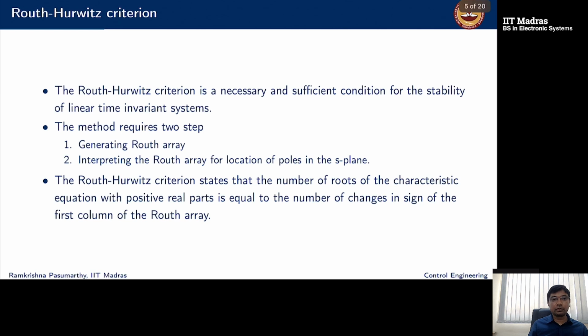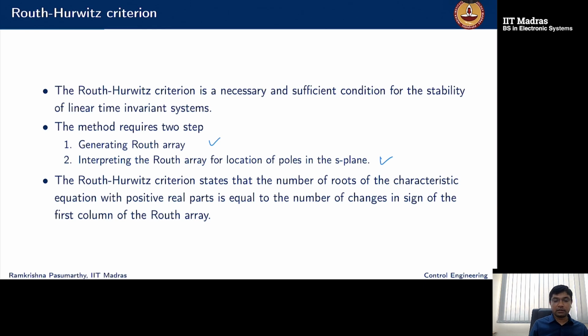So we go to the Routh-Hurwitz criterion, which is both a necessary and sufficient condition for the stability again of LTI systems, because we can write it in a nice transfer function form. The method is a two-step process. First is generating what we call a Routh array, and interpreting the Routh array for locations of poles.